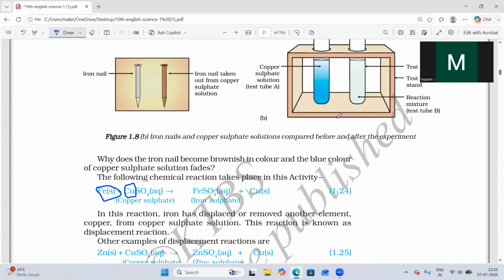If you observe the solution here, before the reaction the copper sulfate solution is blue in color. After dipping the iron nail, what is happening here? The solution will be light blue, or sometimes it may be colorless.